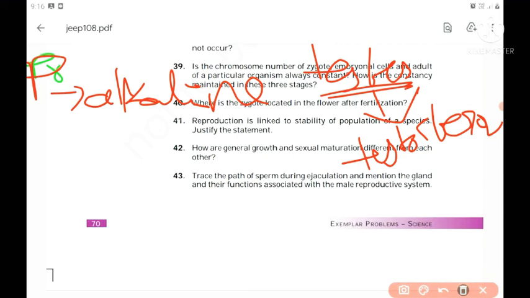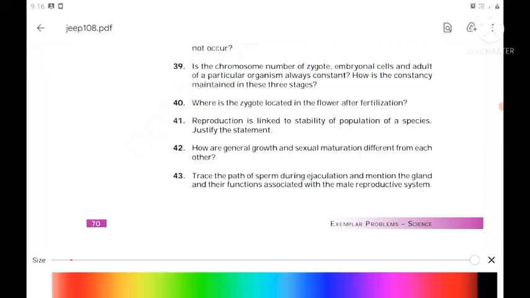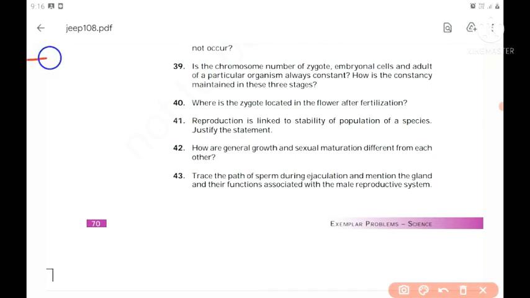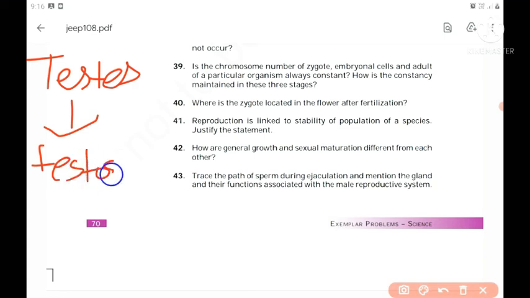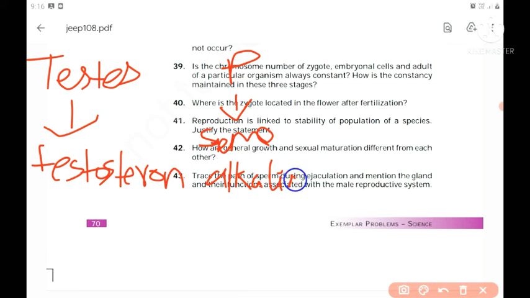Let me rewrite everything. Secretion of testosterone. Next, prostate gland makes medium semi-alkaline. That is prostate gland. Seminal vesicle.